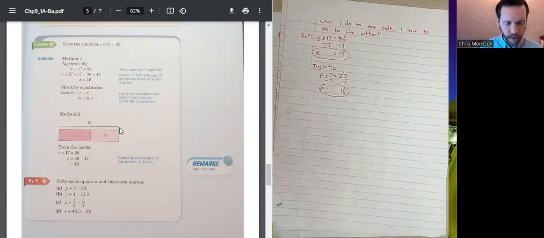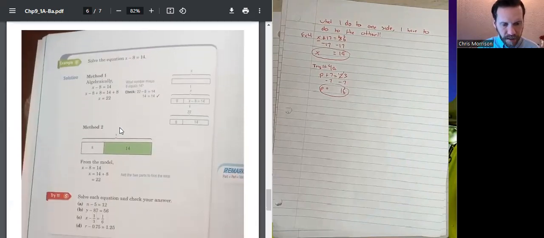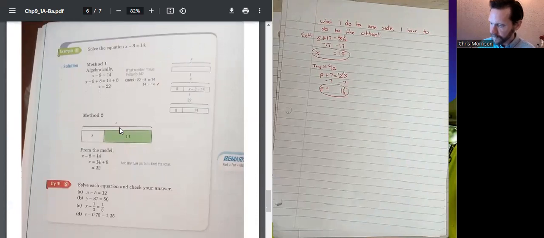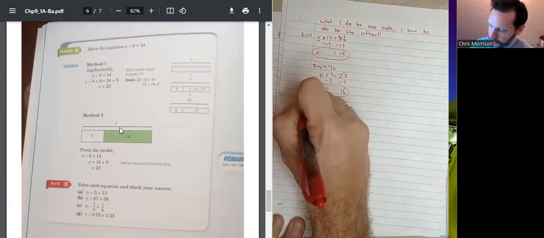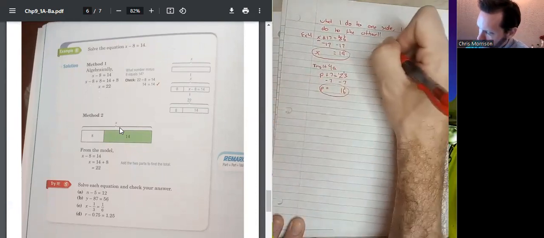All right, let's move on. You're going to keep working on those. I'm not going to do any more of those because that's your homework. Let's move on to example 5. Example 5. We can do that over here.